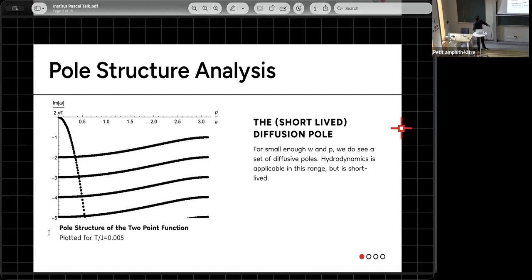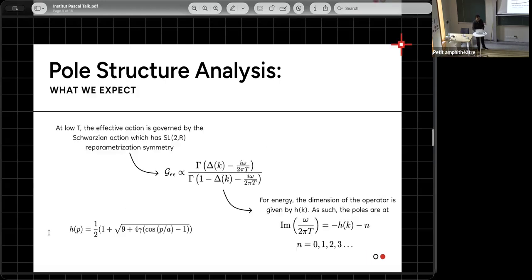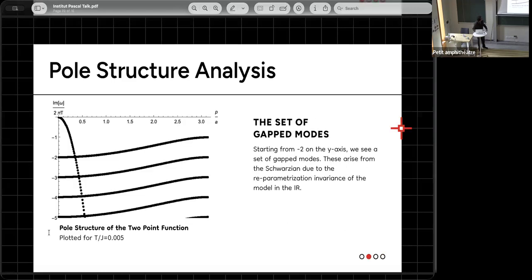And yeah, so we have this short-lived diffusion pole. We have these gapped modes, which I was talking about, which start from -2. It starts from -2 because, if I go back to H, if we set P to 0 and gamma to 1, we see that H is equal to 2. And so we expect the imaginary part of omega by 2 pi T to have poles from -2 and -3, -4, -5. So yeah, this is what we have.